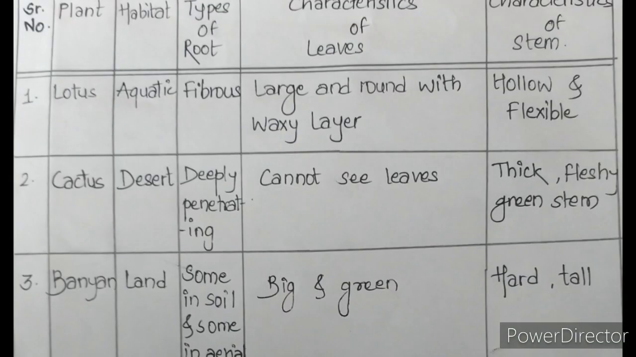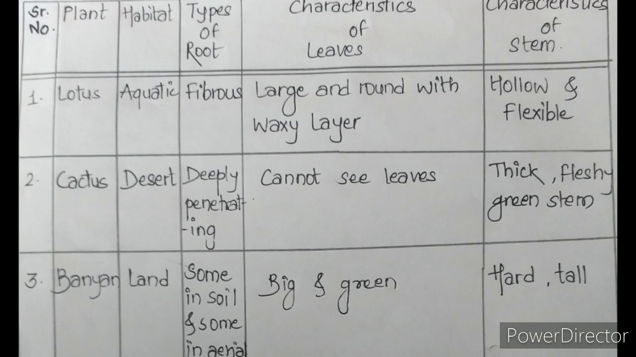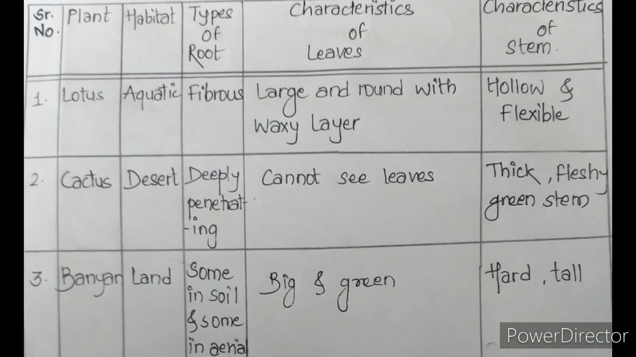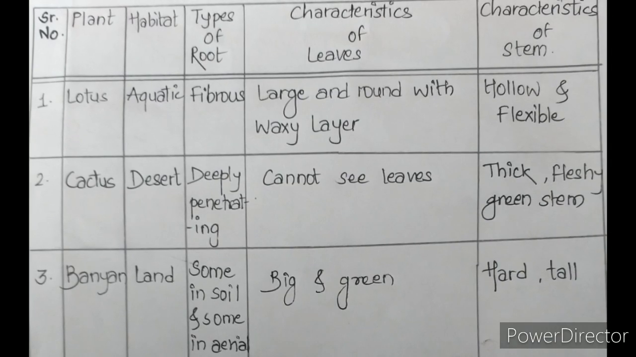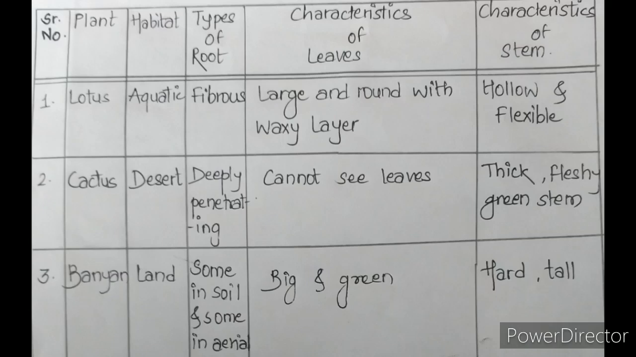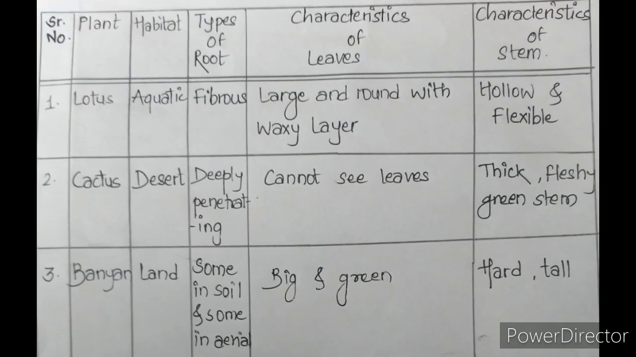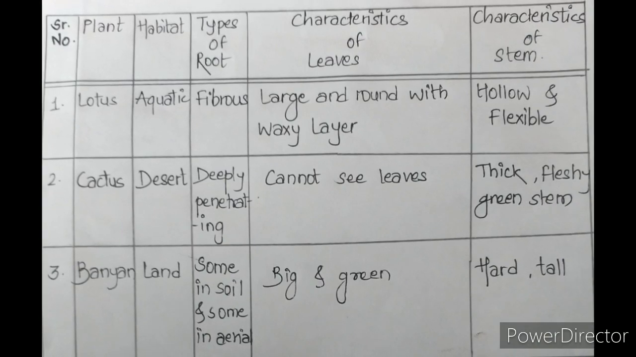Now we are going to observe a chart in which the name of plant, its habitat, type of root, characteristics of leaves and characteristics of stem are given. So now we will see the chart. Look at the chart given in the image. There is a column of plant, habitat, type of root, characteristics of leaves, characteristics of stem.